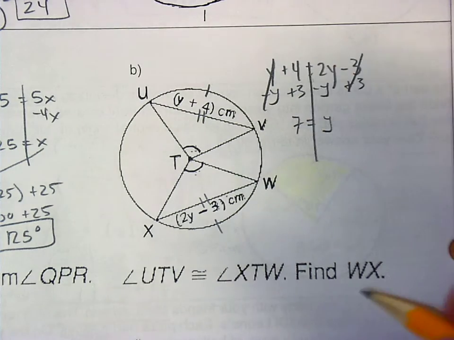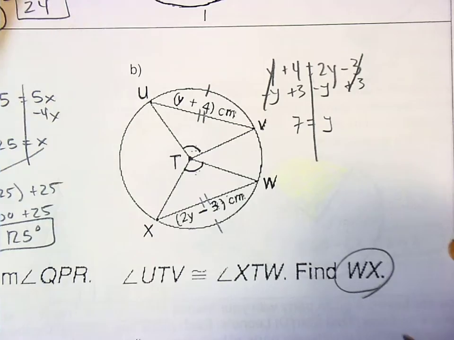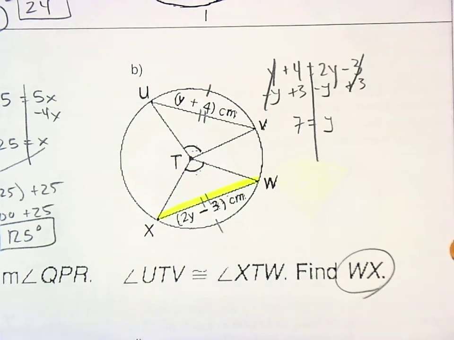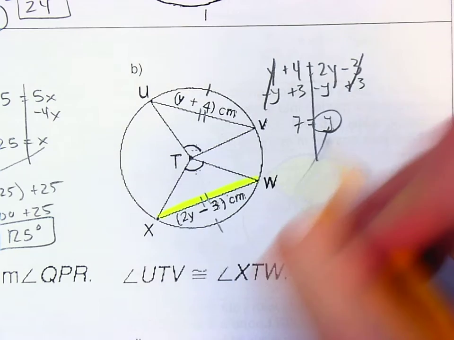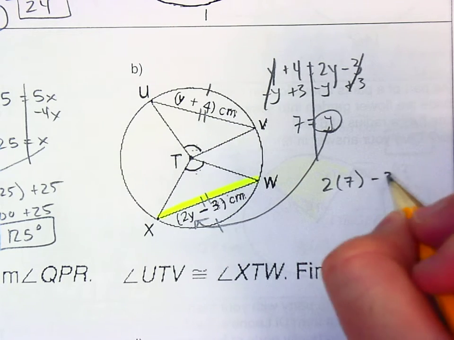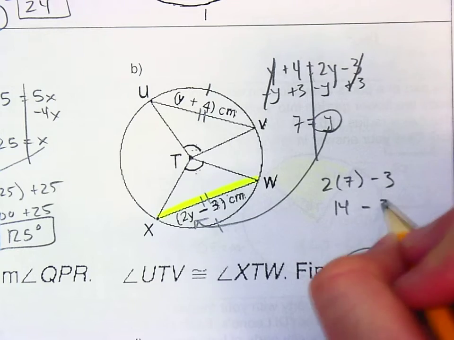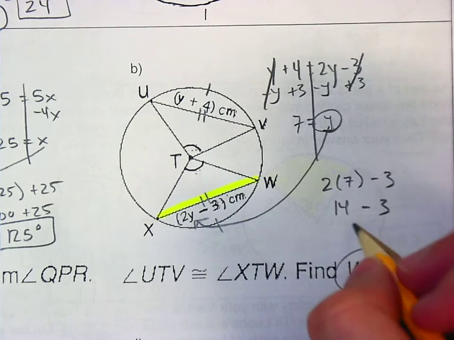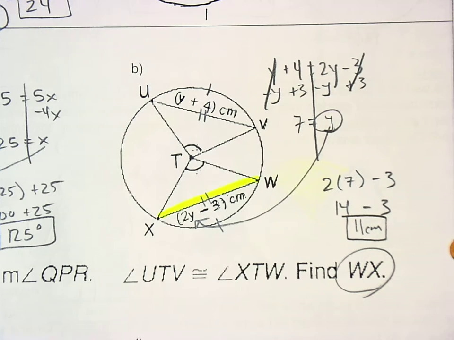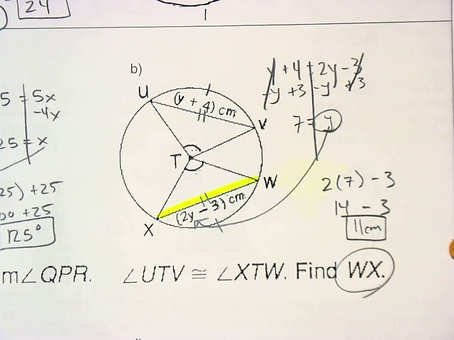Now they wanted us to find WX. WX is this chord right here. So then we just take y and we plug it in. So 2 times 7 minus 3, or 14 minus 3. 11 centimeters is our units on that one.